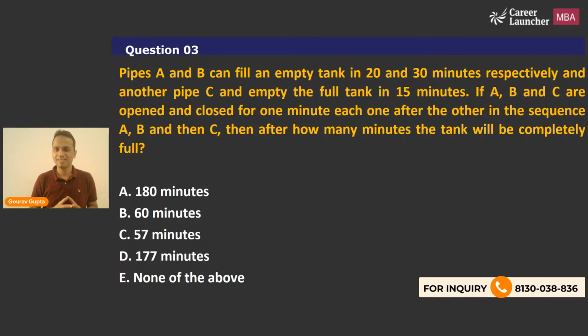Understand this thing. So पहले क्या किया? A को open किया for 1 minute and then it is closed. Then B is open for 1 minute, then C is open for 1 minute, and so on repeatedly, cyclically. So A, B, and C are opened and closed for 1 minute each, one after the other in the sequence. First of all, A, B, C, then A, B, C in the cyclic order. Okay. Then we'll have to find out after how many minutes the tank will be completely filled.